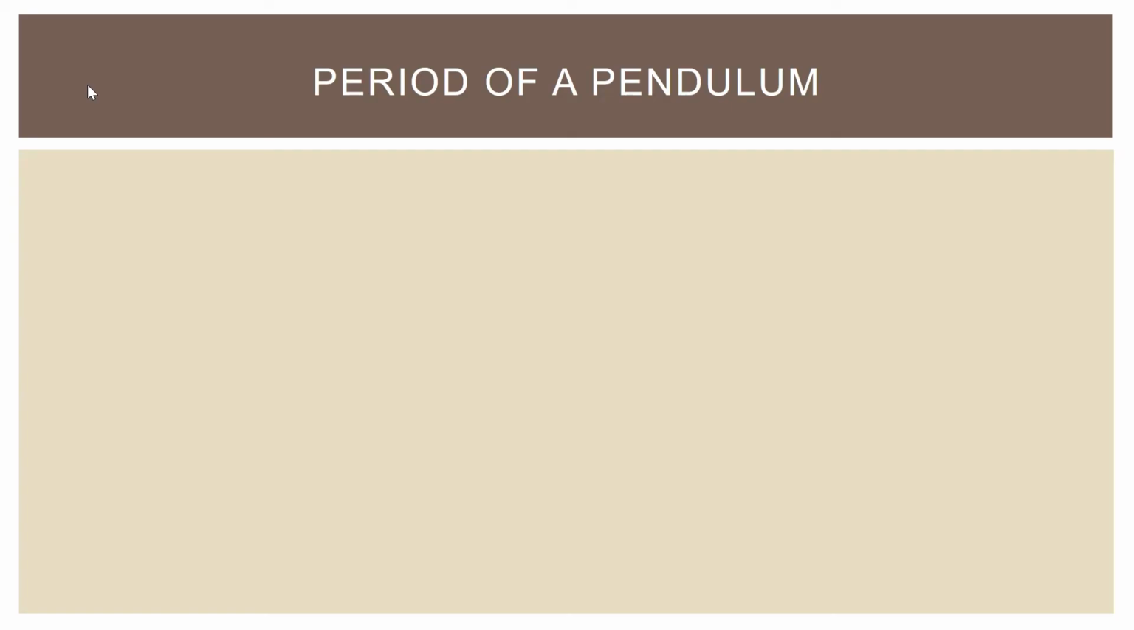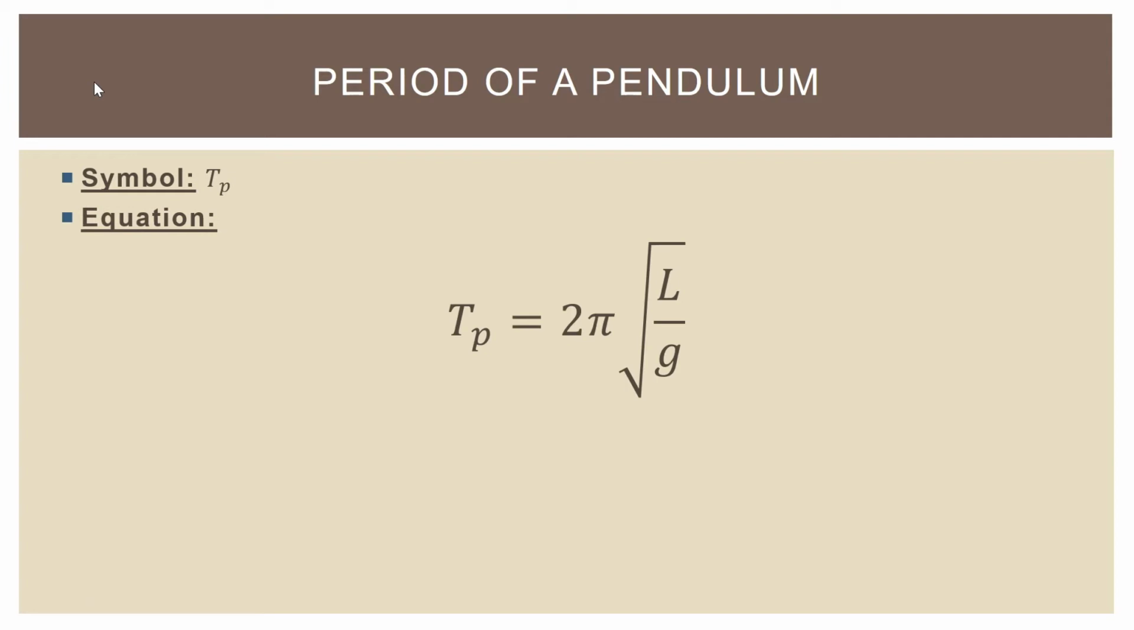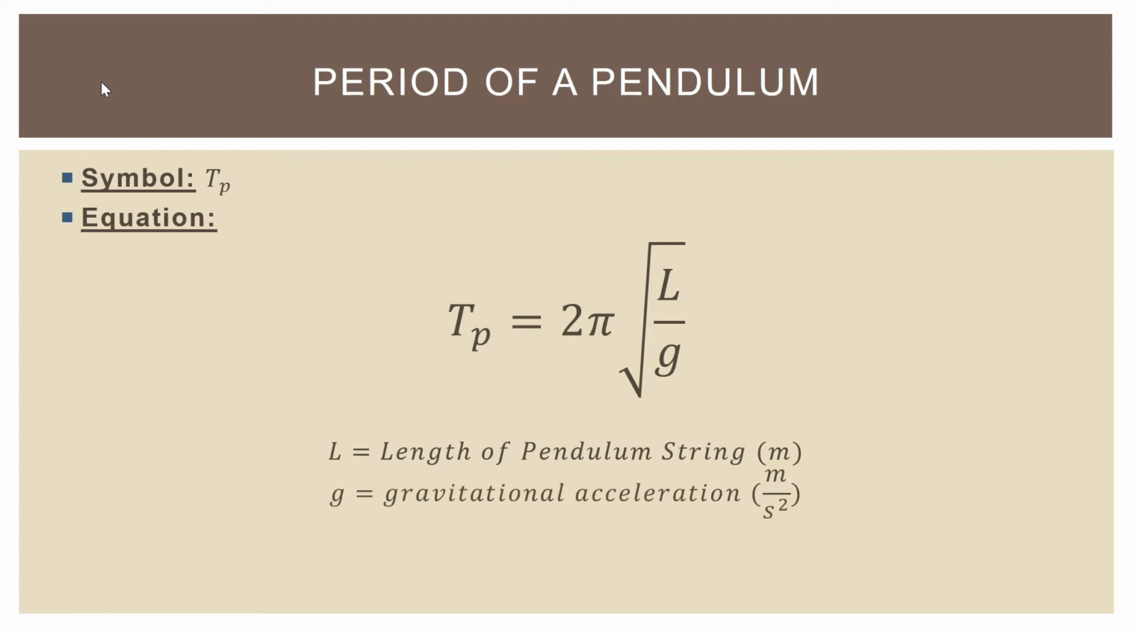All right, now let's just go through very quickly and define our terms here. Of course, the symbol for the period of a pendulum as shown in the AP Physics reference table is T with a subscript P. The equation, as we just saw in the derivation, is that the period of a pendulum is equal to 2 pi times the square root of L over g, where L is the length of the pendulum string, g is the gravitational acceleration on the surface of whatever planet that pendulum happens to be located, and T with the subscript P is the period of a pendulum, measured in seconds.